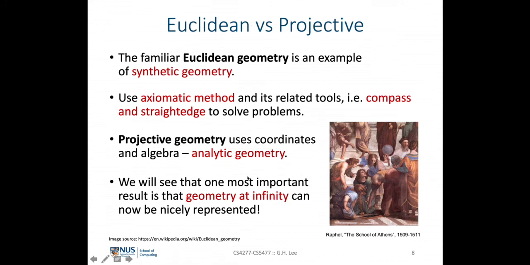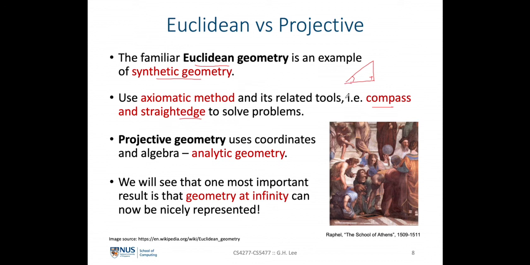So far, what we are familiar with in geometry is what we call the Euclidean geometry. And this is an example of a synthetic geometry that we all have learned since our primary school days when we are taught geometry and mathematics. This also makes use of what we call the axiomatic methods and its related tools to describe geometry or to solve any problems in geometry. For example, if I want to solve a right angle triangle and I solve the angle over here, we can make use of compass and rulers to solve this particular problem.